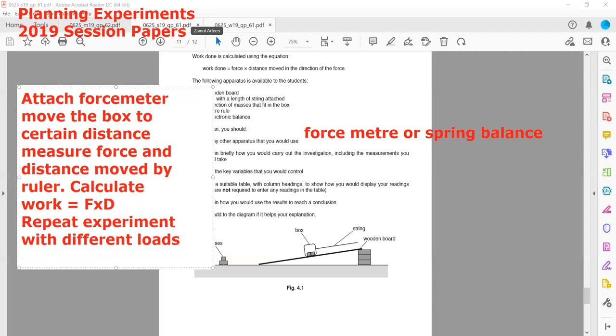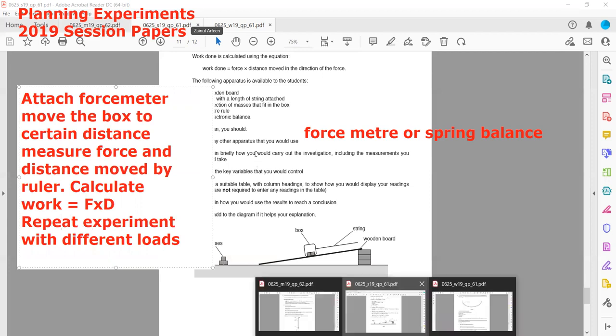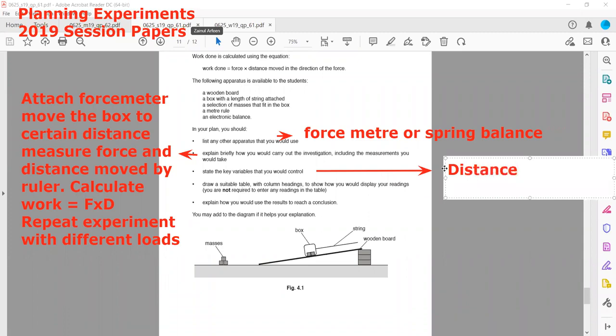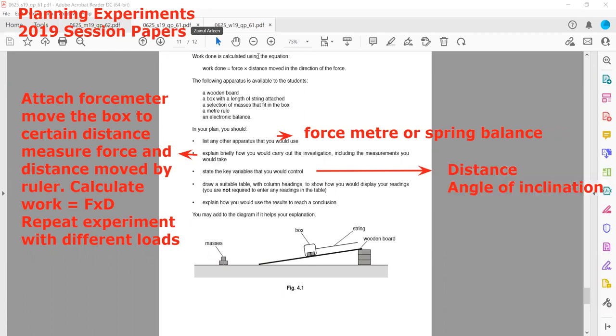Then the parameter which we will keep constant. So key variables: the distance moved for each box, the angle of inclination for this inclined surface. Then draw a suitable table.